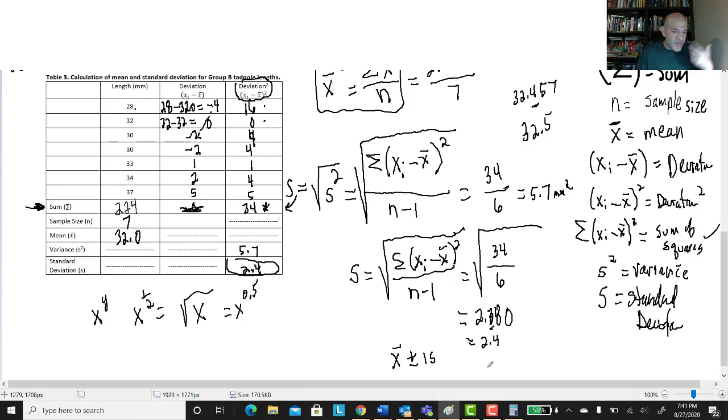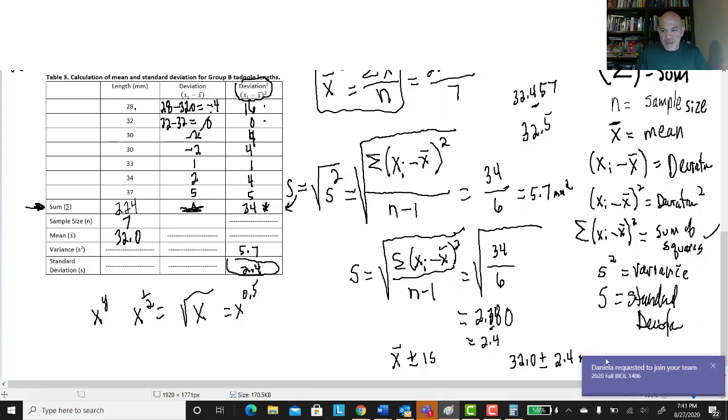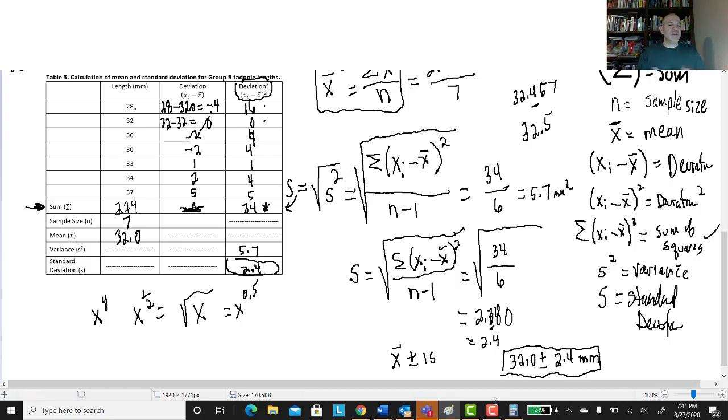So in this case, for my group B tadpoles, the mean is 32.0 plus or minus 2.4, and then you put the units, millimeters, okay? And that's how you might report it in a table, in a lab report. That's how you might report it on a poster if you had to do a science fair type poster. You never give your raw data.